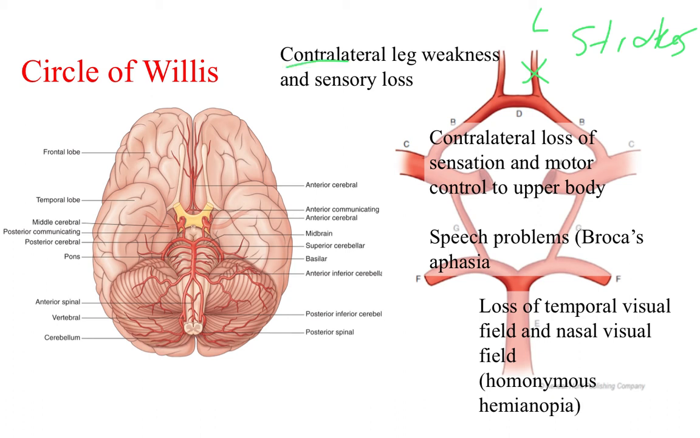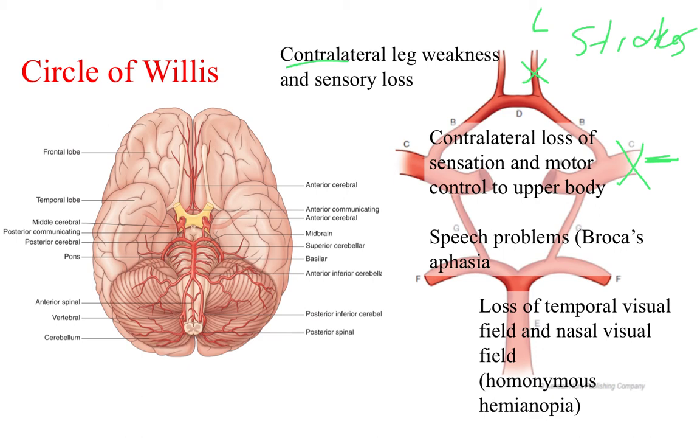All right, if we have a stroke in, let's say, the middle cerebral artery, and just to back up for a second, middle cerebral artery, don't mix that up and call it the middle meningeal artery. Remember, I told you about that a few slides back. Don't mix up the middle meningeal artery with the middle cerebral artery. The middle cerebral artery refers to the brain. Middle meningeal artery refers to the meningeal layer, between the skull and the dura mater.